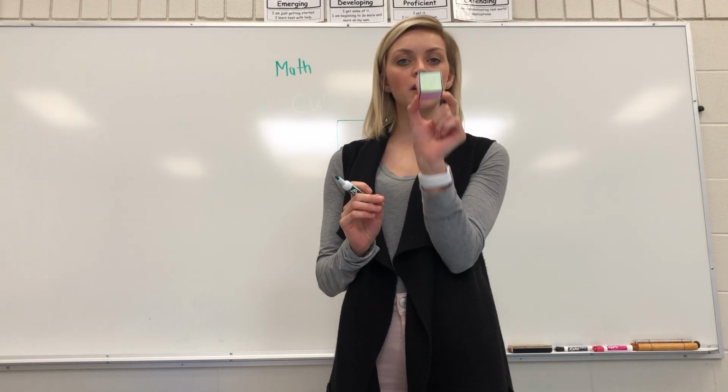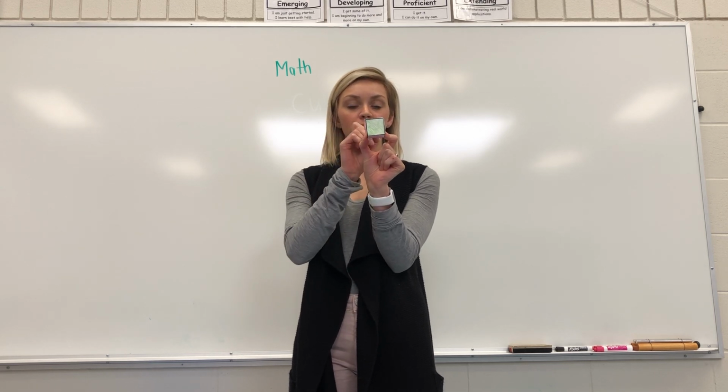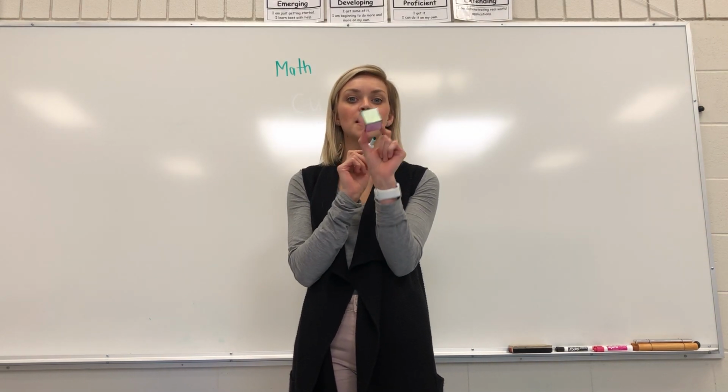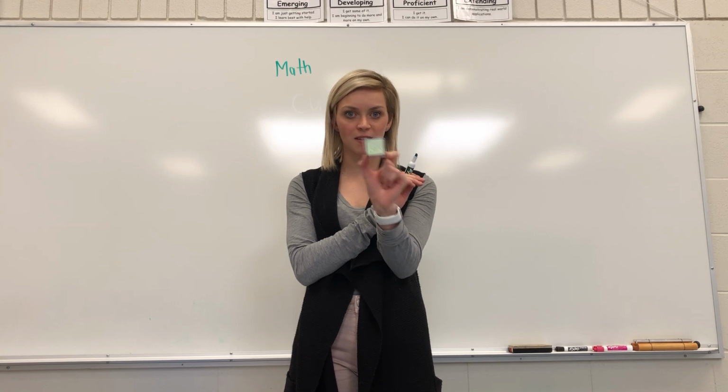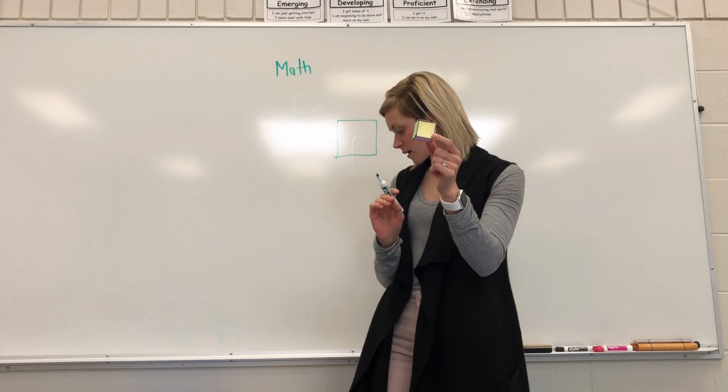So this is a cube. A cube is made up of only squares, so it needs to have 4 corners, 4 sides that are all the same length. That's what makes it a cube. All right? So we're going to make a cube.